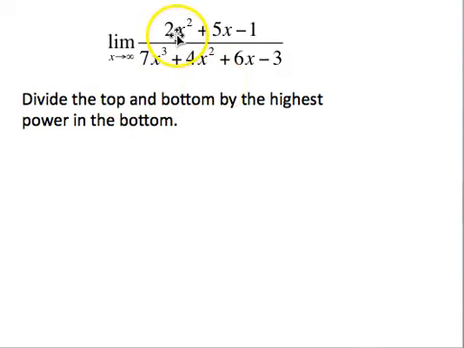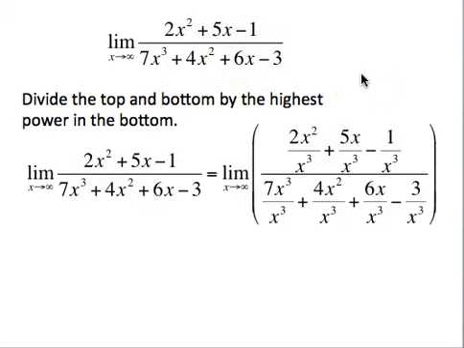So each piece: 2x² over x³ plus 5x over x³ minus 1 over x³, 7x³ over x³ plus 4x² over x³ plus 6x over x³ minus 3 over x³. That's what this is going to look like. Now what happens here? X² over x³ is just going to give me 1 over x. That'll be 2 over x. This will be 5 over x². That will stay 1 over x³. This piece, the x³ cancel. I just get 7. 4x² over x³ is 4 over x.